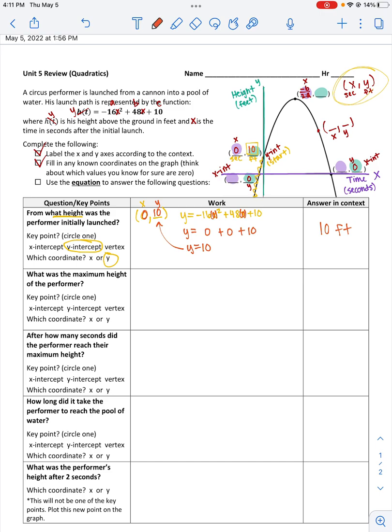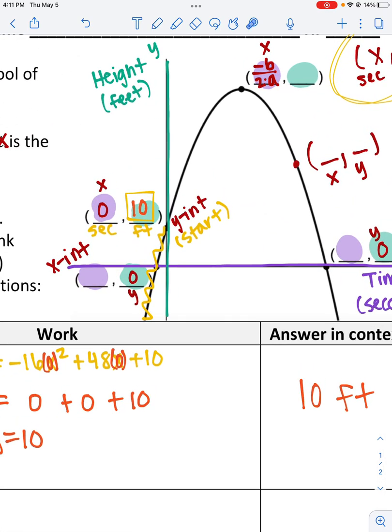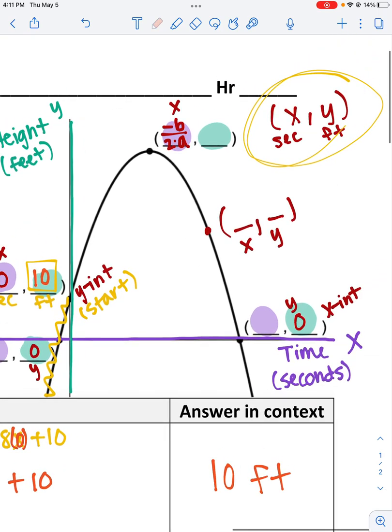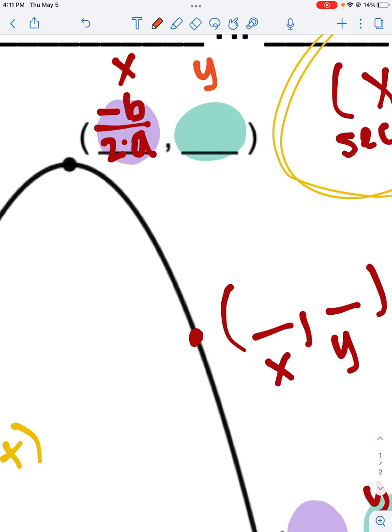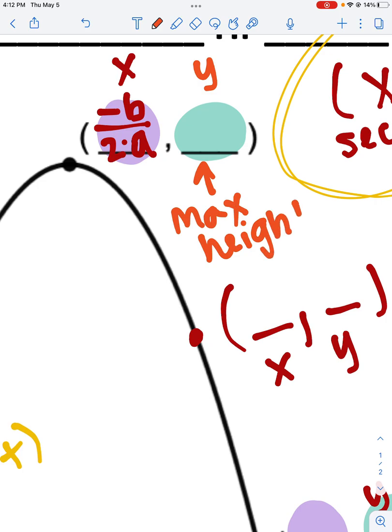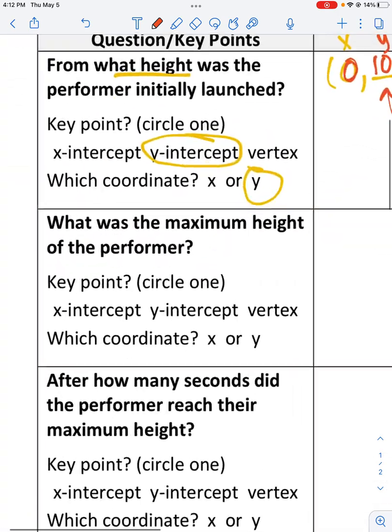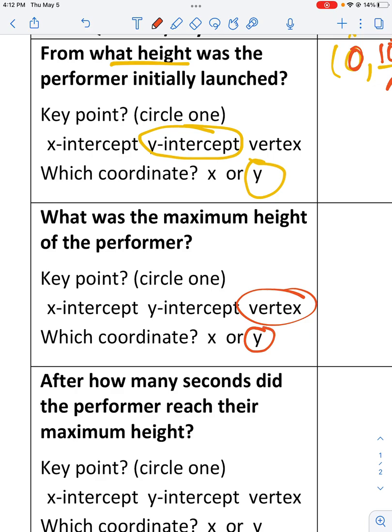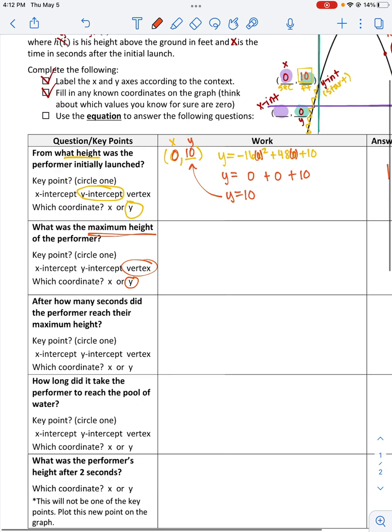Our next question is, what is the maximum height of the performer? Since y is height, the highest height that I've reached will be at the vertex. Again, we want to come back to this right here. The y coordinate of that vertex is going to tell me that max height. So this right here is the max height. The y coordinate of my vertex is going to tell me the answer to this question. So what is the maximum height of the performer?